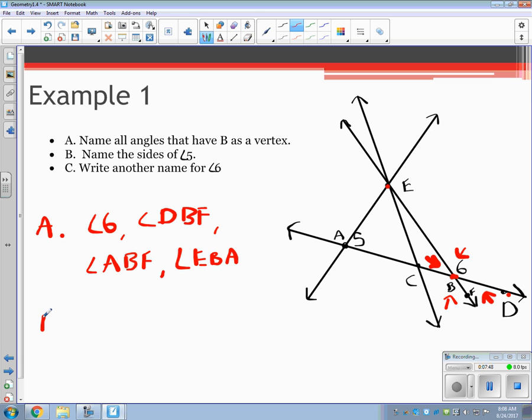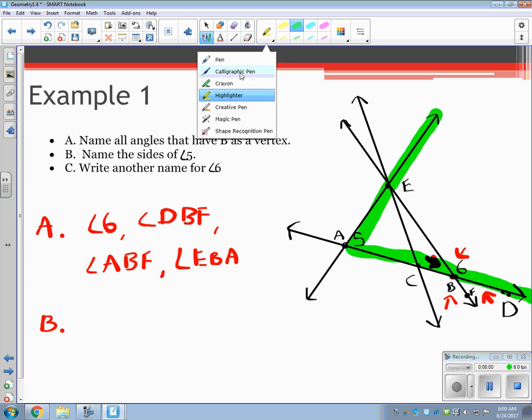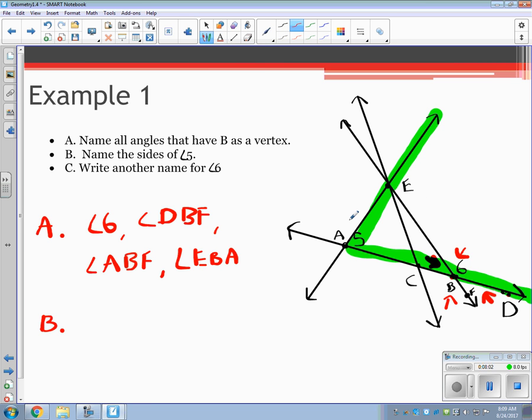Part B, name the sides of angle 5. And angle 5 is right here. I'll go ahead and highlight over that to draw your attention to it. This, in green, is angle 5. And angle 5, just like any angle, will have 2 sides. And they're the rays. So ray AE would be one of them, so capital A, capital E with the arrow. The second one, we could call it AC, we could call it AB, we could call it AD. Any of those are fine. I'll go with my first one, AC.